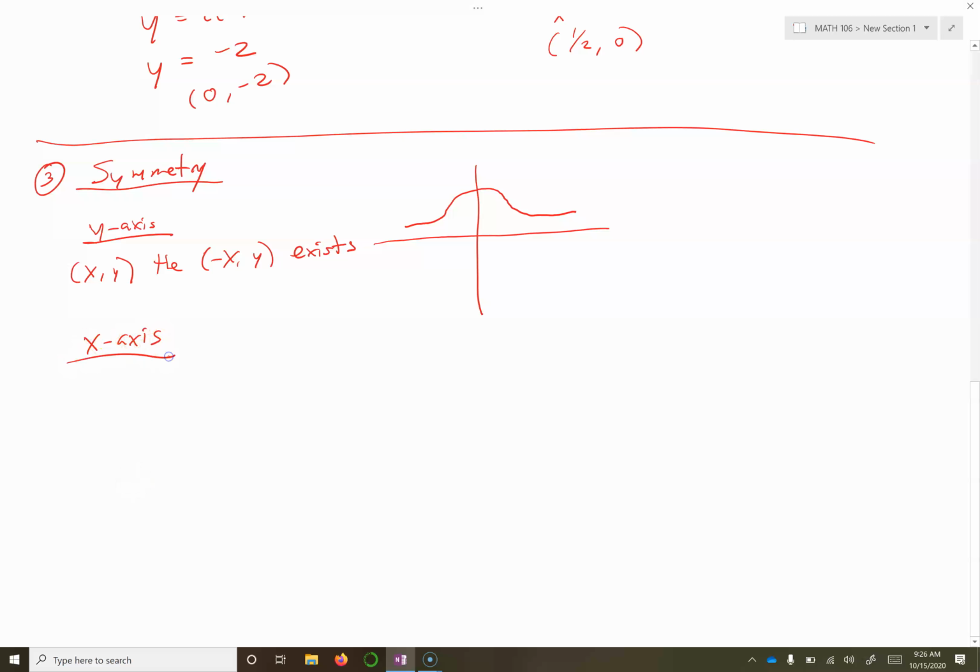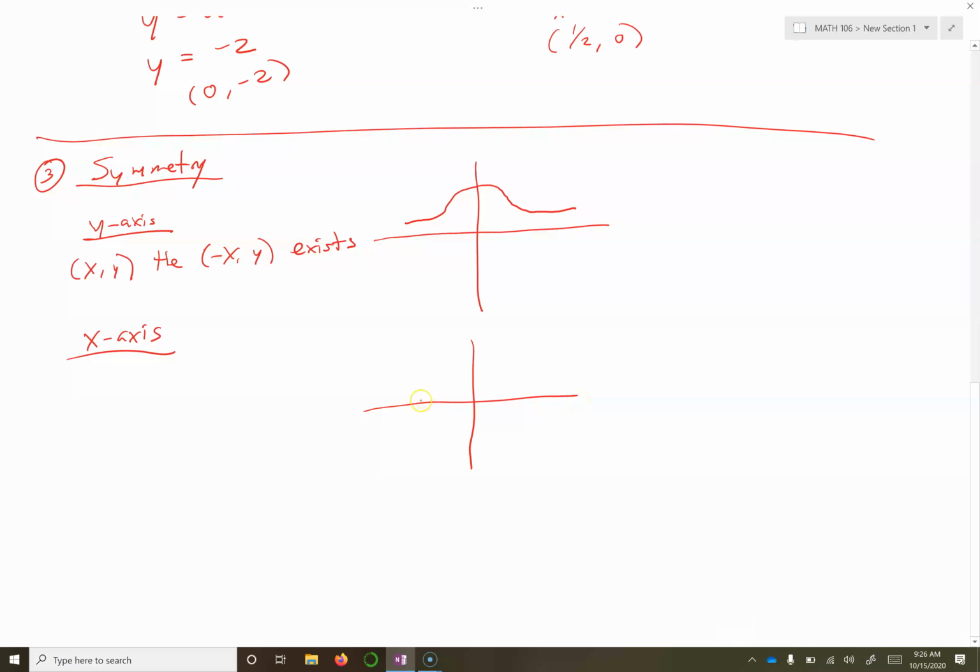You could probably imagine what x-axis symmetry looks like. So I'm going to do sort of the same thing. If I had this same shape, but I could spin it around the x-axis, that's x-axis symmetry. So if you had a coordinate x, y, then you also have another coordinate at that same x coordinate, but it's negative y. Okay?